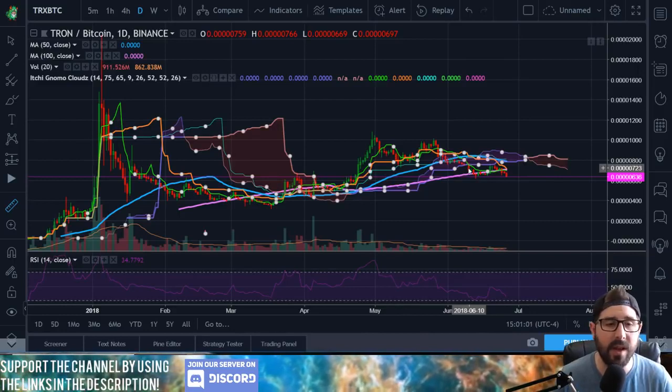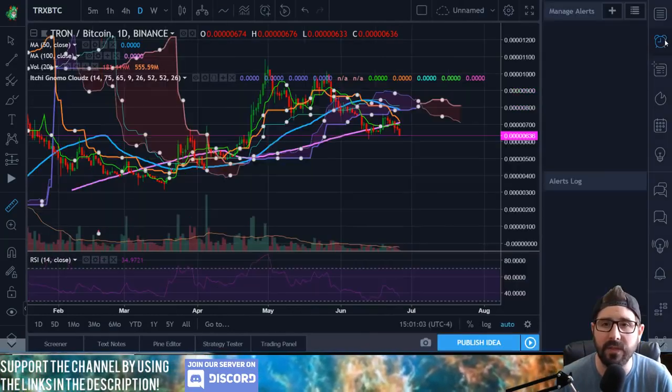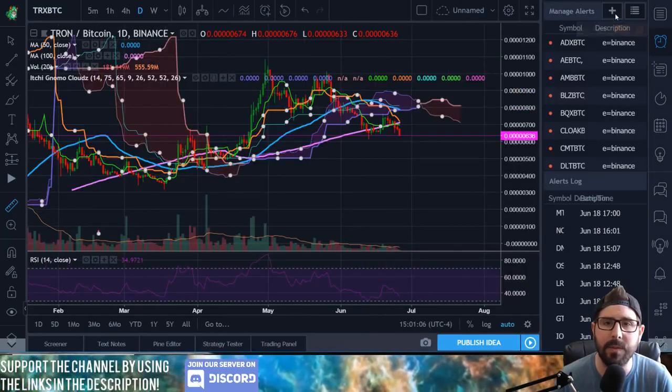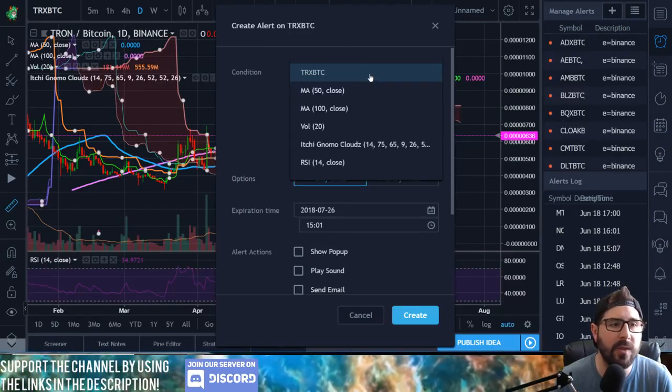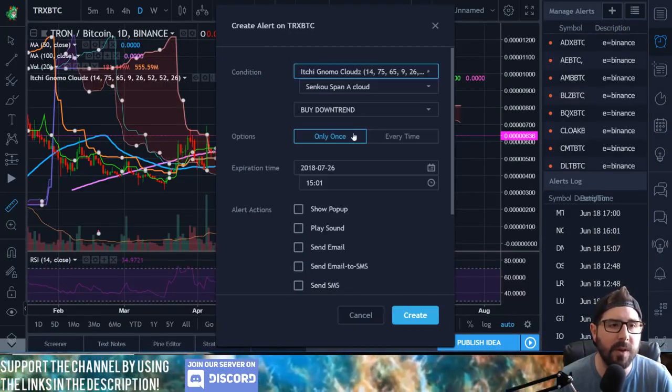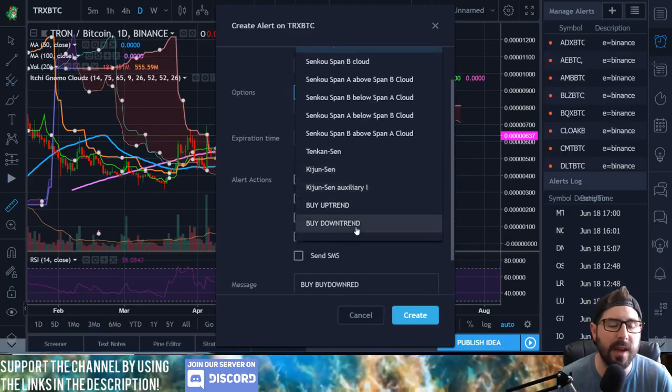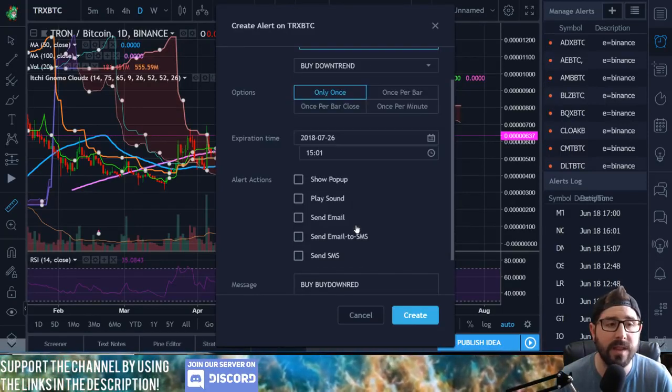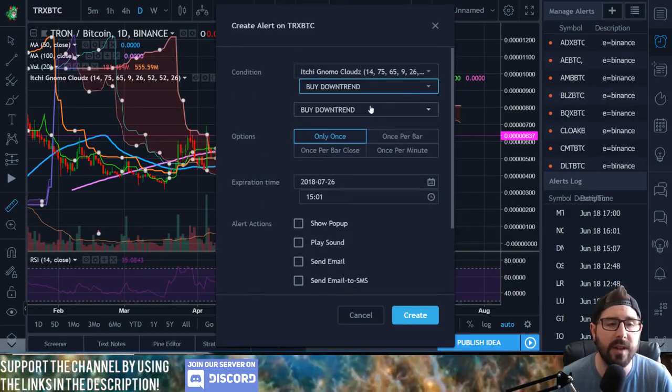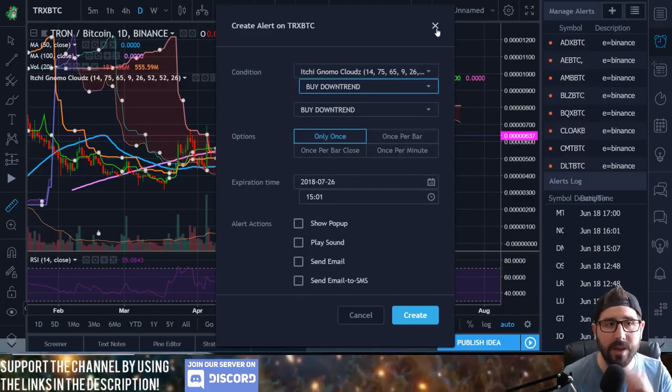Hope this helps. I will go over setting an alert for you guys quick. If you were to set an alert, you'd come into here, and you'd want to come to Ichimoku clouds, and then you want to pick, say we were buying on the pink triangles, we'd pick downtrend, buy downtrend, and then you would set your alert that way.